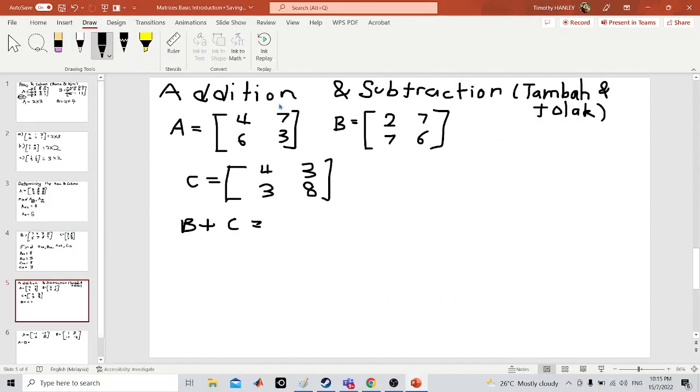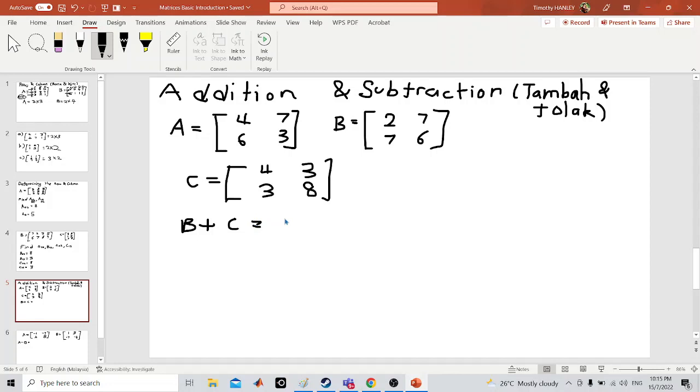Moving on to the addition and subtraction of the matrix. This type of question is very easy, so you guys don't have to worry too much about solving this type of question. Let's say they gave 3 matrices, which are A, B, and C, and they want you to find B plus C. So how do you solve that?